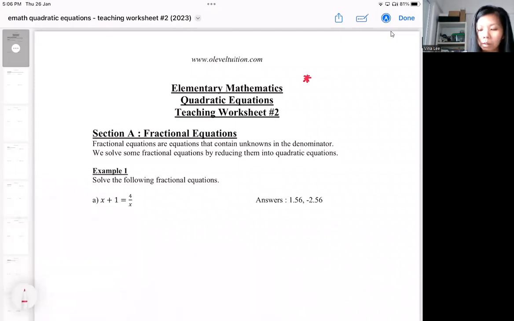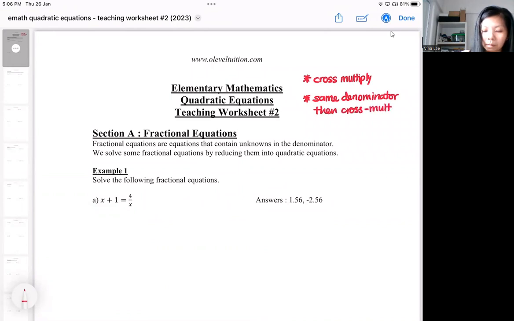So sometimes you will need to cross multiply. Sometimes you need to have the same denominator, then cross multiply. That's what happened during Sec 1 and Sec 2. In Sec 1 and Sec 2, you have encountered cross multiply, and same denominator and cross multiply.